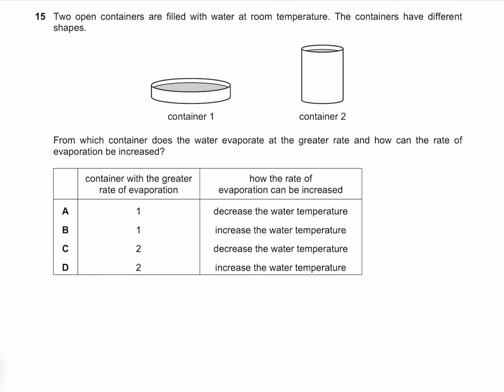Two open containers are filled with water at room temperature. The containers have different shapes. From which container does the water evaporate at the greater rate, and how can the rate of evaporation be increased? Container 1 has a larger surface area of water exposed to the air, and so must have the greater evaporation. To increase the rate of evaporation, we need to increase the energy of the water, which means increasing the temperature. So our answer is B.